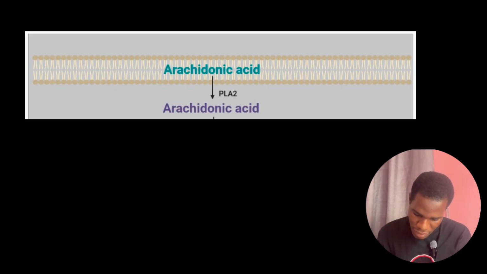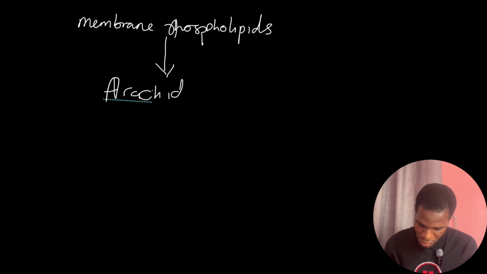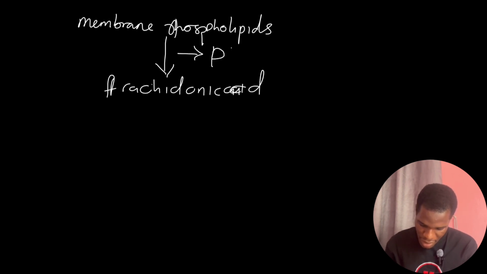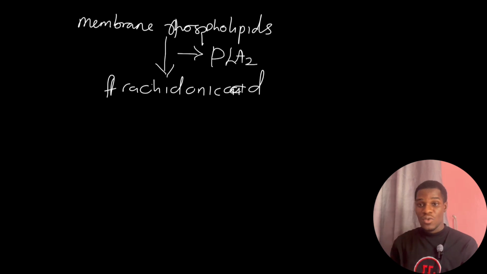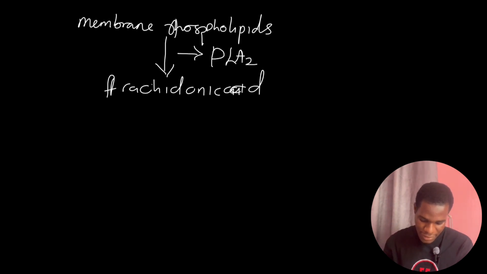So now I'll be looking first at the membrane phospholipids. The membrane phospholipids are broken down into arachidonic acid by the enzyme PLA2, that's phospholipase A2. Phospholipase A2 hydrolyzes the membrane phospholipids to release AA, arachidonic acid.